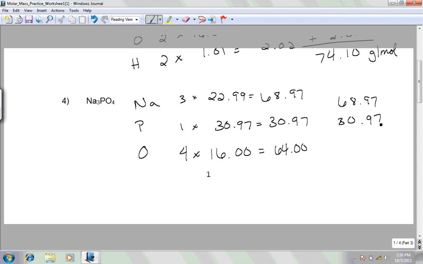We're going to add these 3 numbers together now. And that comes out to be 163.94.